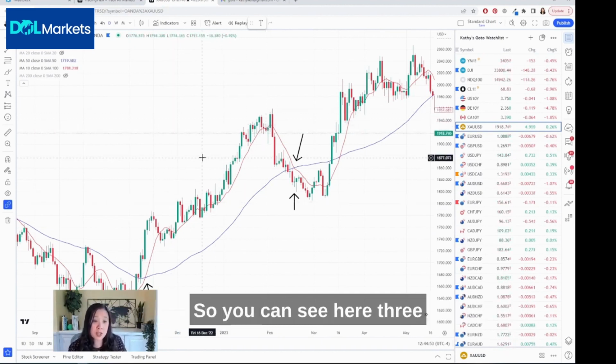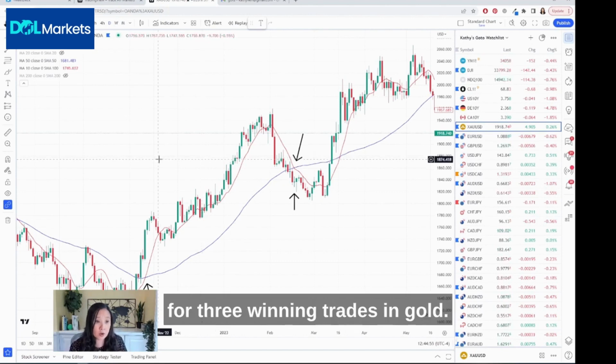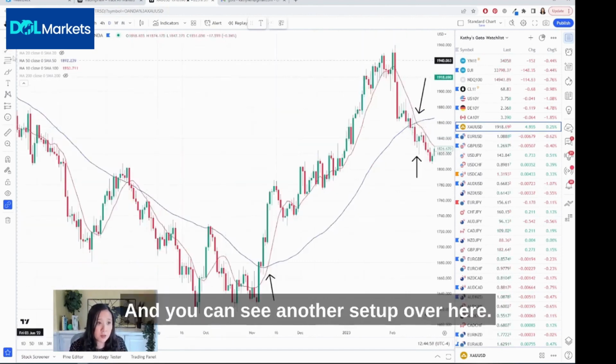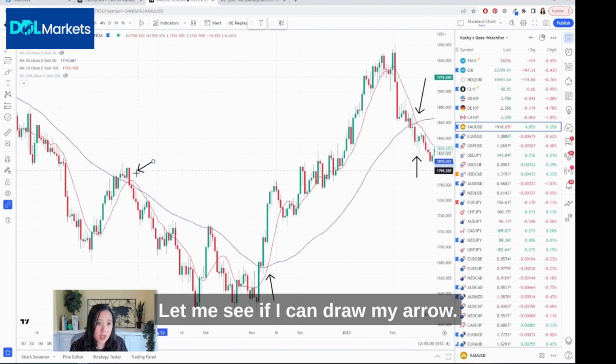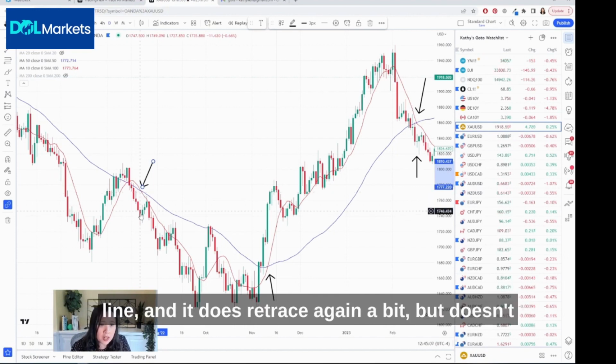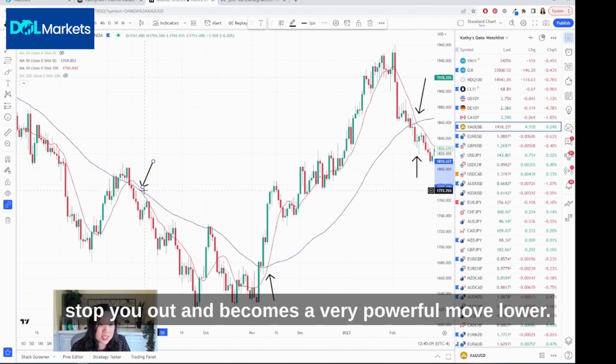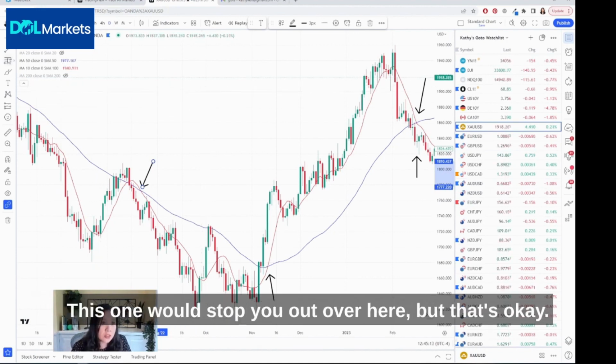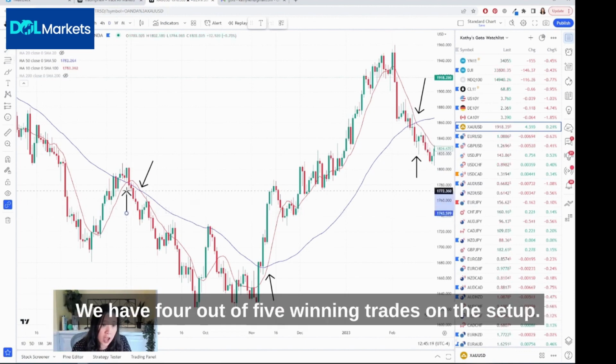So you can see here, 3 for 3 winning trades in gold. And you can see another setup over here. Let me see if I can draw my arrow. Here we have the red line crossing below the blue line, and it does retrace again a bit, but doesn't stop you out, and it becomes a very, very powerful move lower. This one would stop you out over here, but that's okay. We have 4 out of 5 winning trades on the setup.